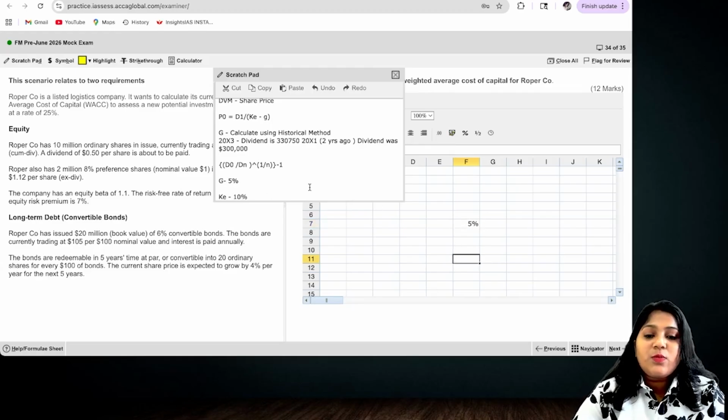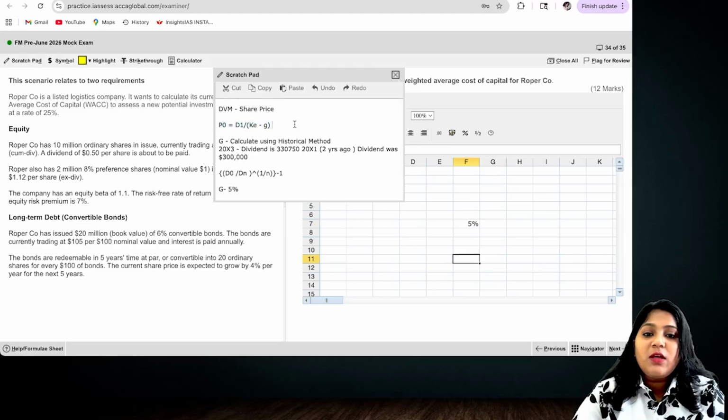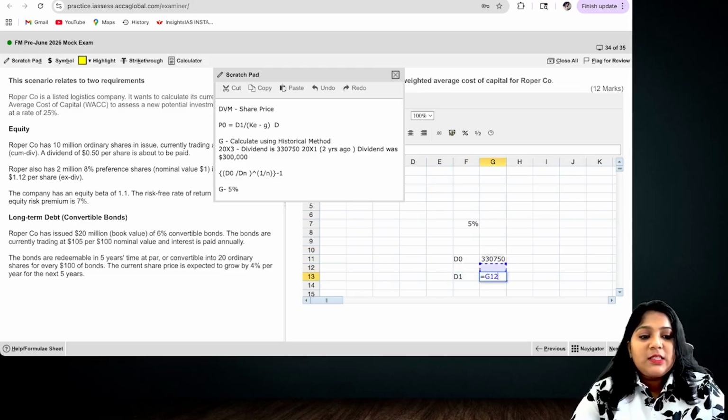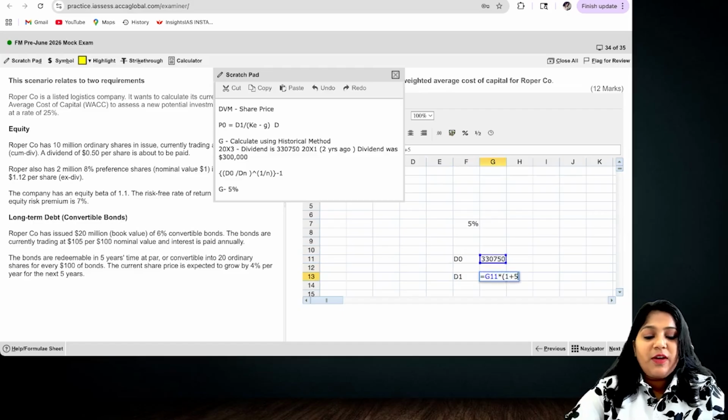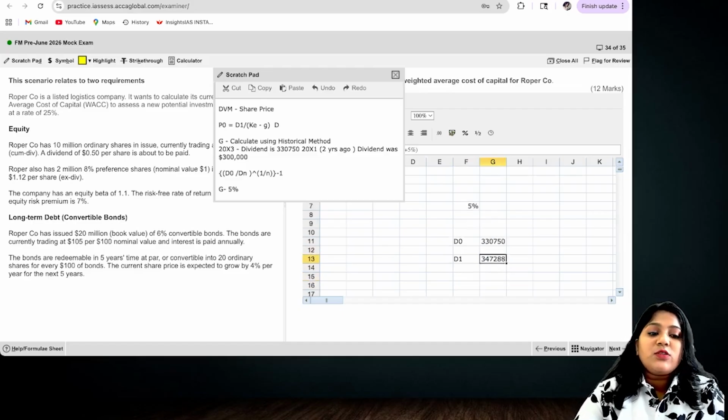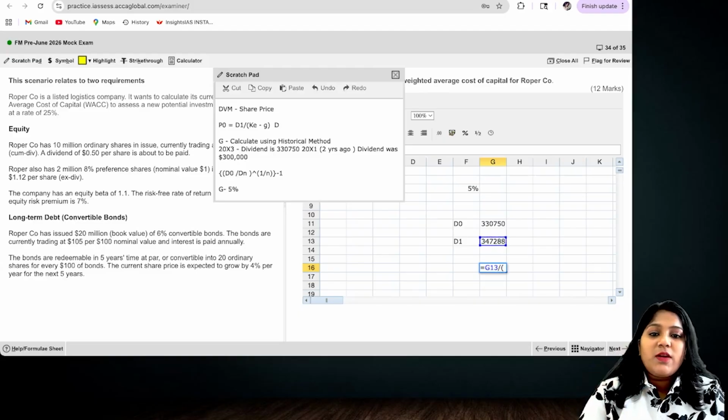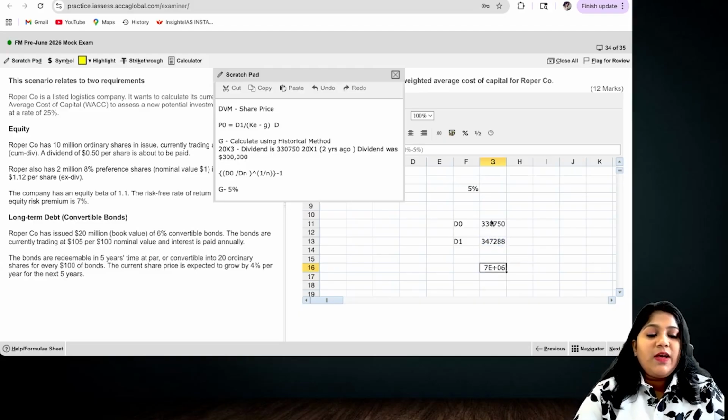So how do you do it, guys? What is the dividend valuation model? Use this formula. So right now you have D, dividend right now is how much, guys? 330,750. What do you think the dividend 1, D1, that is after 1 year, will be? 330 into 1 plus 5%. So you shall be getting 347288. Now use this formula. It is nothing but 347288 divided by what? Divided by cost of equity is 10% minus 5%. So that is the value of your total equity.